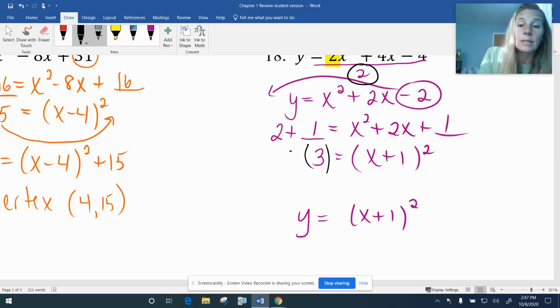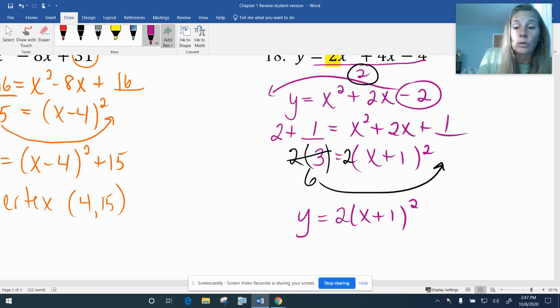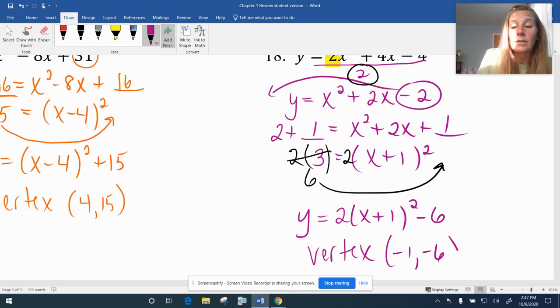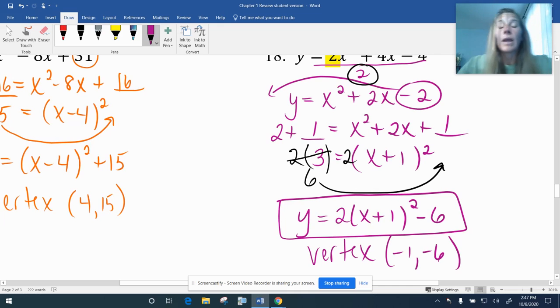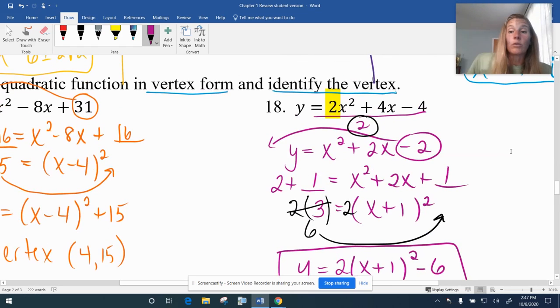That 2 has to get multiplied back to both sides. So this now is really a 6 that needs to come over here. So you end up with 2 times x plus 1 squared minus 6. And that's the part that people sometimes forget. So now my vertex is negative 1 and negative 6. And again, it's a really good idea to check what you have here and compare it against the original one in standard form on your graphing calculator, because you'll have a nice visual if you got the answer correct or not. If they don't line up, then you know you did something wrong.